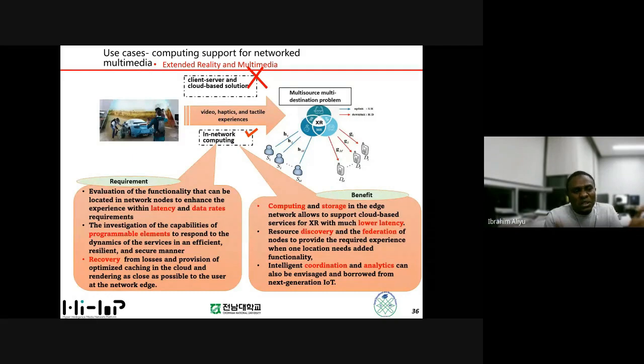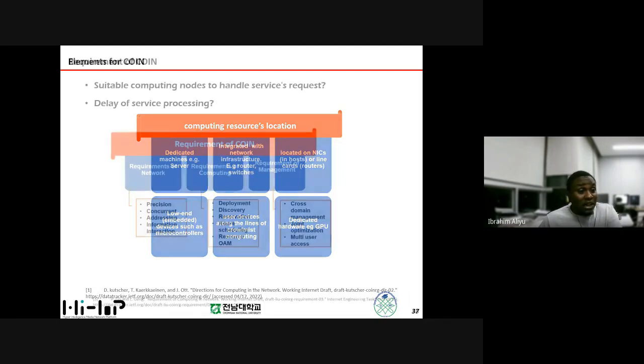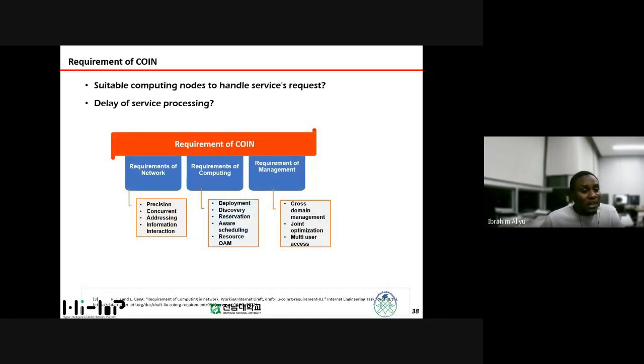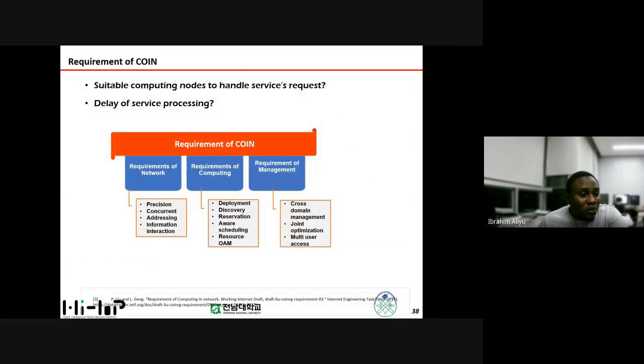Then what is the use case for in-network computing? I can see extended reality. And then where will it be located in the network? I identified those. Then I move on to requirements. What will the network require to implement in-network computing? So I have to highlight the problem this way, and then I come up with requirement management.